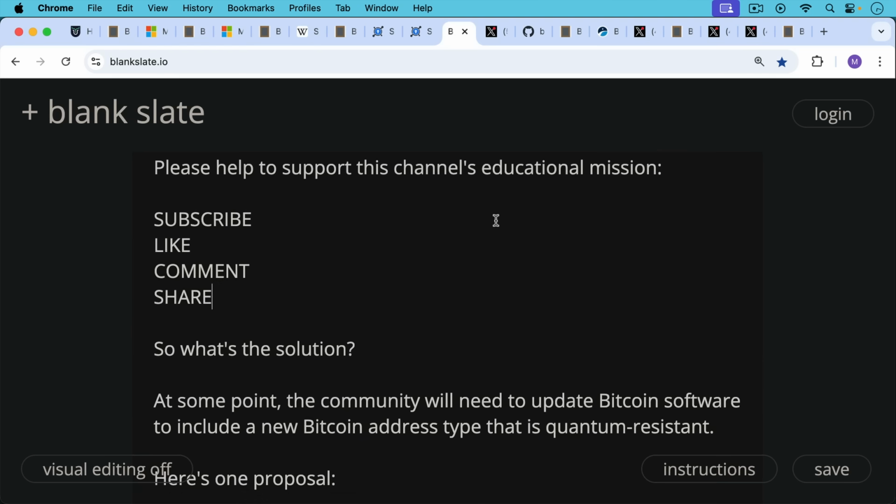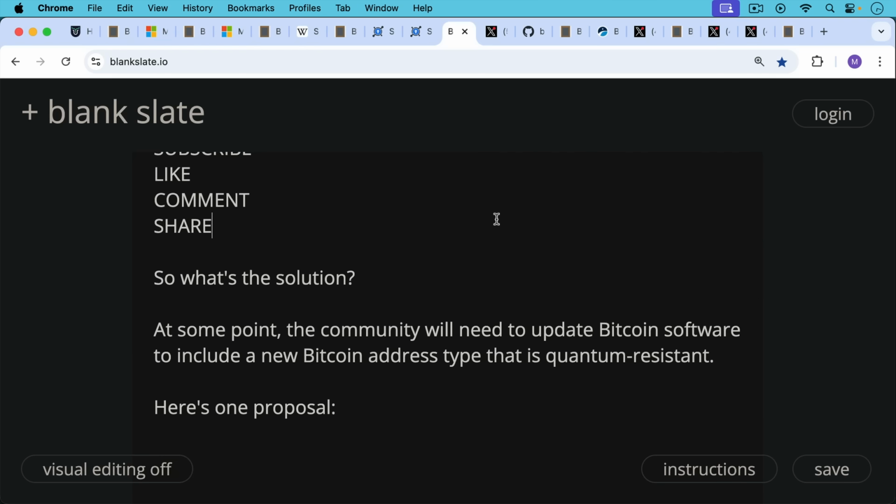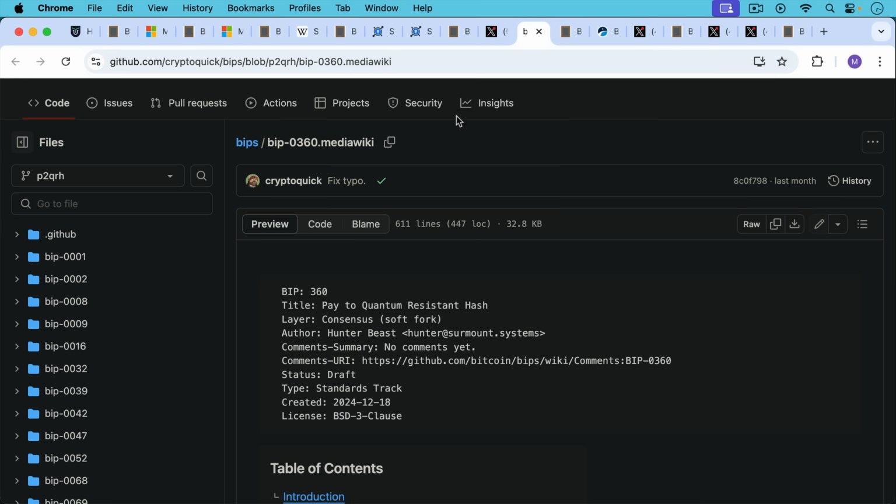So what is the solution to the quantum computing threat for Bitcoin? Here's the solution. At some point, the community will need to update Bitcoin software to include a new Bitcoin address type that is quantum resistant. Here's one proposal proposed by @CryptoQuick, and you can see the BIP right here. It's BIP 360, pay to quantum resistant hash. So this is a new type of Bitcoin address, and this would need to be a change incorporated in the Bitcoin software. So there would need to be community consensus in order for this to happen, or maybe we'll use a different BIP.